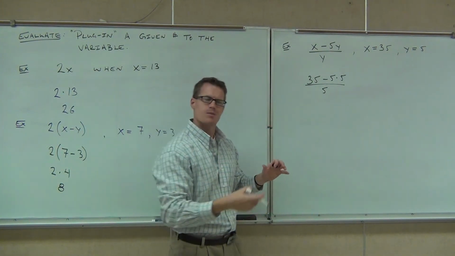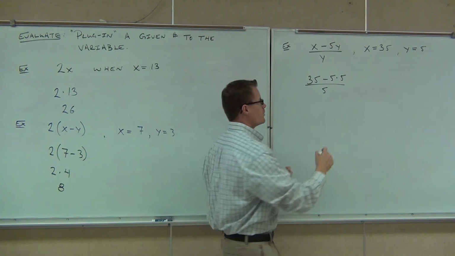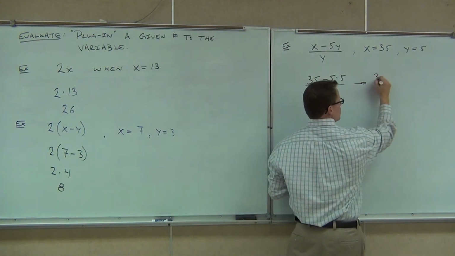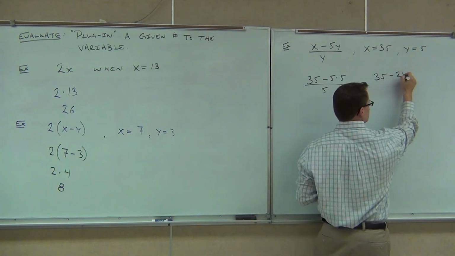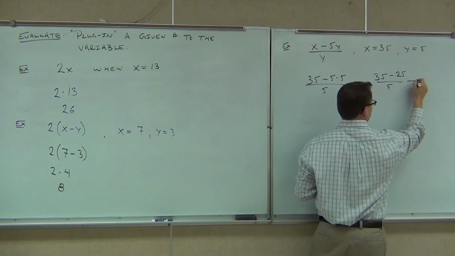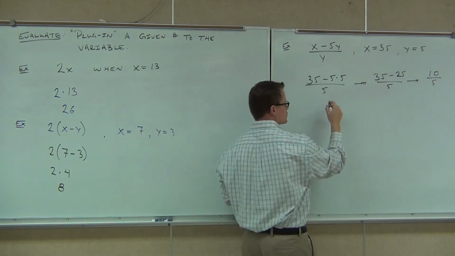So when we work these out, I'm going to go through this quickly because I know you know how to do this. We just covered that. But what we would do is 35 minus 25, of course, because we have multiplication. We're going to have 10 over 5. That's going to leave us with 2. Yes, sir.